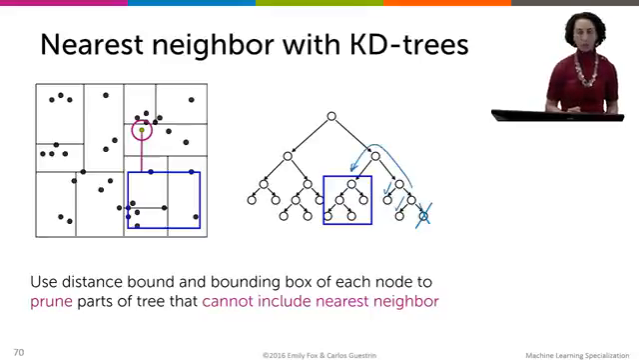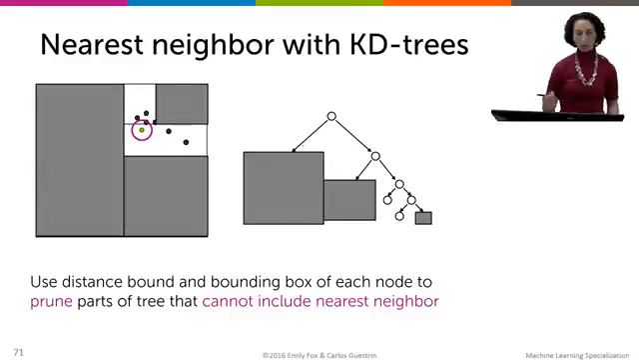Now we've checked this node, we've checked this node, we've pruned this node, and we go up and start going down this other branch. What happens here? Again, the distance to this box exceeds the distance to our nearest neighbor, so we prune. Then we go up and start searching the other branch, but all the other boxes that we have exceed the distance to our nearest neighbor. So we see that we've been able to prune quite a lot of the search space.